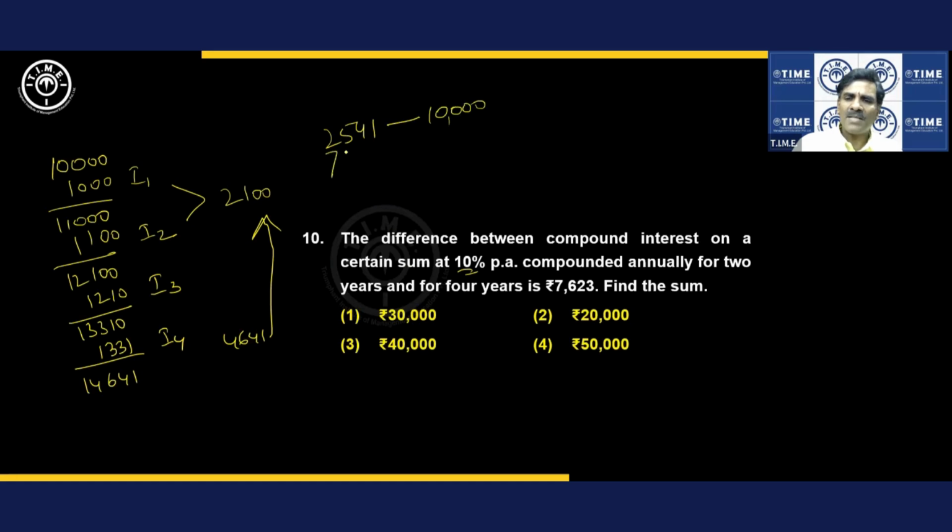But what is the difference in the problem? 7623. So how much should the principal be is the question. So 7623 into 10,000 by 2541. If you observe 2541 carefully, 41 3s are 123, 1 carried. 25 3s are 75, plus 1 carried is 76. So it will definitely go 3 times here. So 3 into 10,000 is 30,000. So the answer for this question should be choice 1, 30,000 rupees.